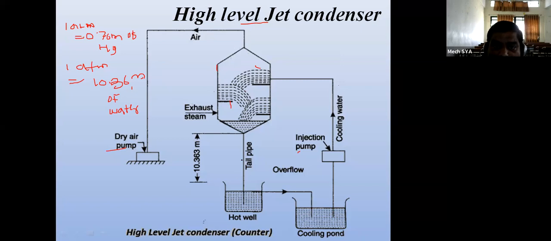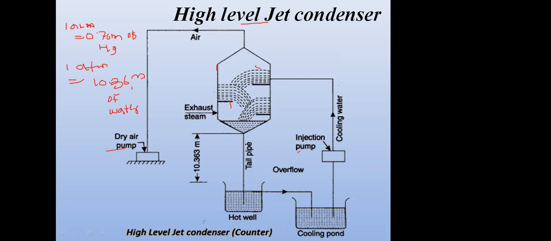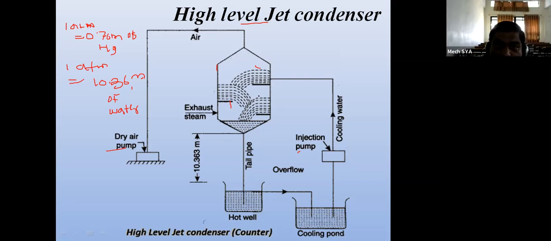So again, I will explain. The height between the hot well and this condenser vessel is much more. As 1 atmosphere is equal to 10.63 meter of water, therefore this height is 10.63. Due to this, when the condensate comes with the help of gravity at this much height, the pressure will become at last 1 atmosphere, and the condensate will naturally come into the hot well. Therefore, condensate extraction is not required. Exhaust steam flows in the upward direction and water in the downward direction, therefore it is a counter flow type of jet condenser.